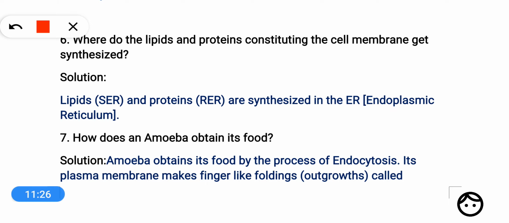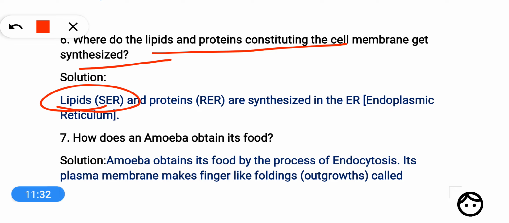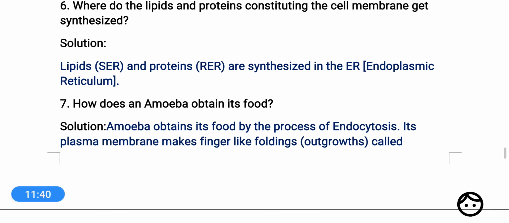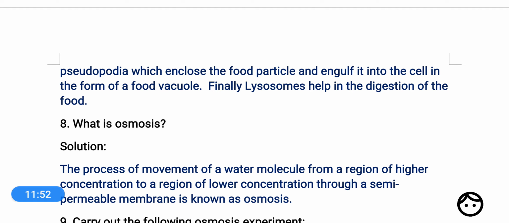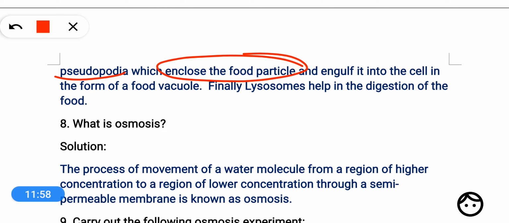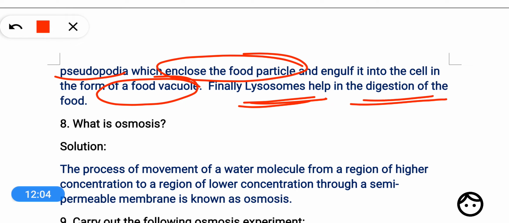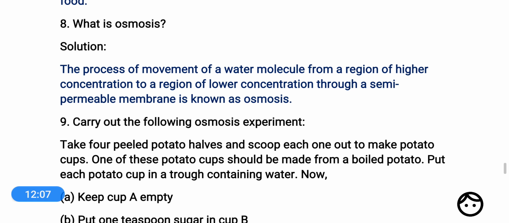Now, where are the lipids and proteins constituting the cell membrane synthesized inside the cell? Lipids are produced on smooth endoplasmic reticulum, and proteins are synthesized on rough endoplasmic reticulum, especially those proteins which are used for the cell membrane. Now, how does an amoeba obtain food? By the process of endocytosis, right? The plasma membrane of the amoeba makes finger-like foldings or outgrowths called pseudopodia. These finger-like projections enclose the food particles and engulf them as a food vacuole, and finally lysosomes come and start digesting this food. So the process is called endocytosis.